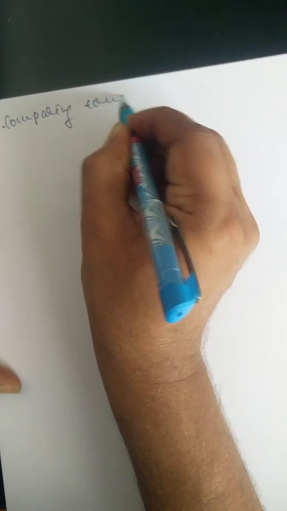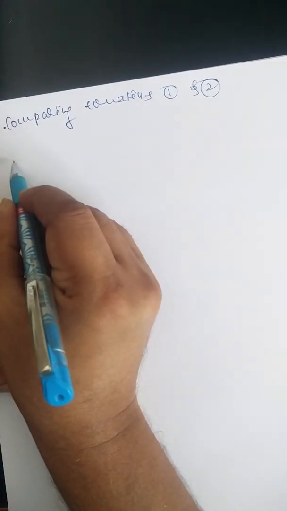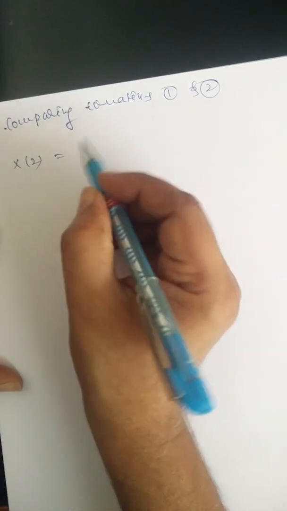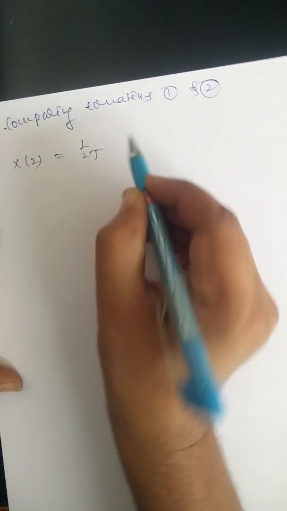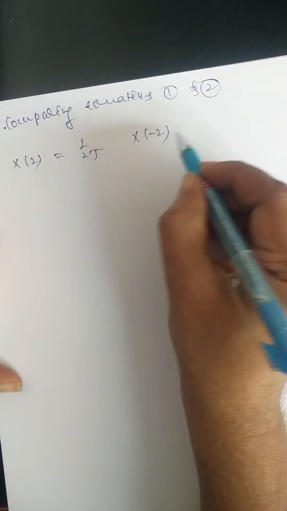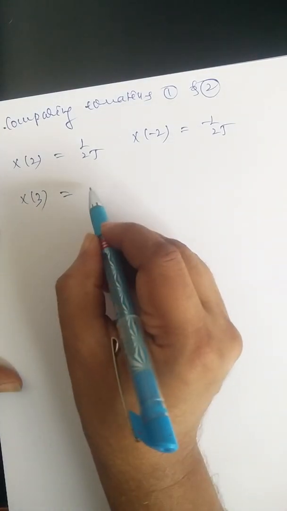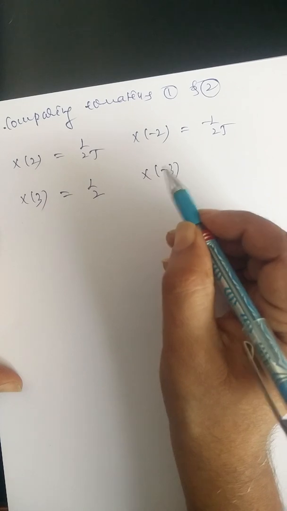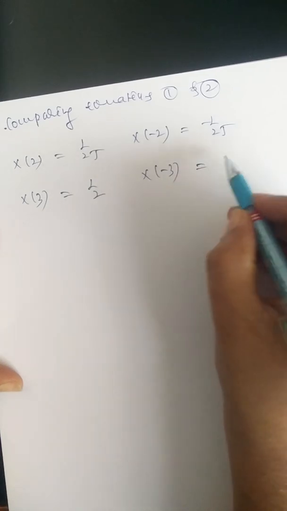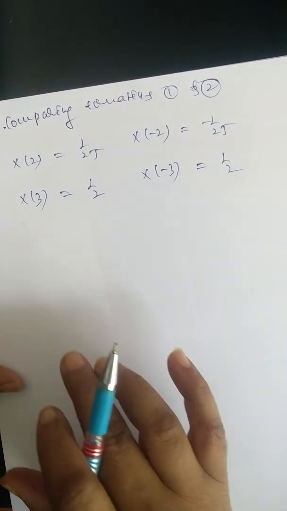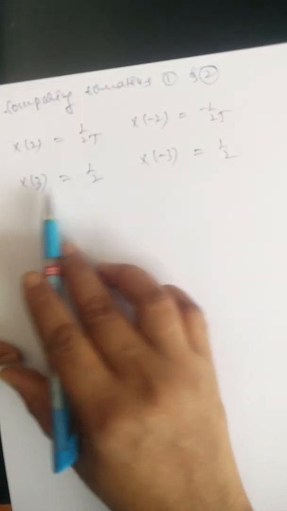Comparing equations 1 and 2, I get X of 2 equals 1 by 2j. X of minus 2 is equal to minus 1 by 2j. X of 3 is equal to 1 by 2. X of minus 3 is also 1 by 2. For other values of k, it is 0. Okay, this exists only at 2, minus 2, 3, minus 3.